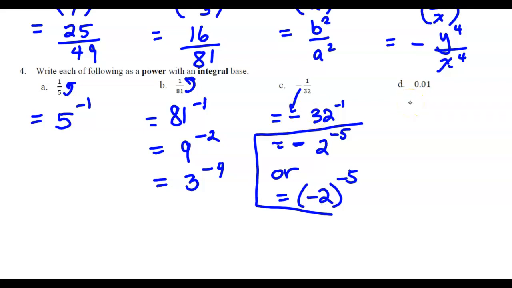And last one, we have to use integers. That's a decimal. What is 0.01 as a fraction? 1/100th. So this is the same as 1 over 100. That's the same as 100 to the negative 1 or 10 to the negative 2.